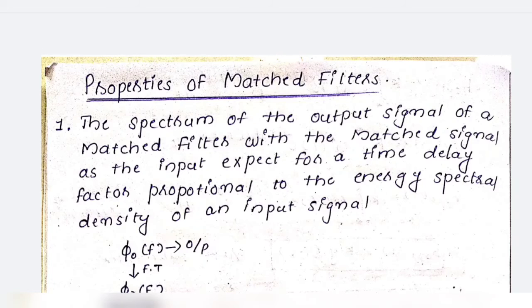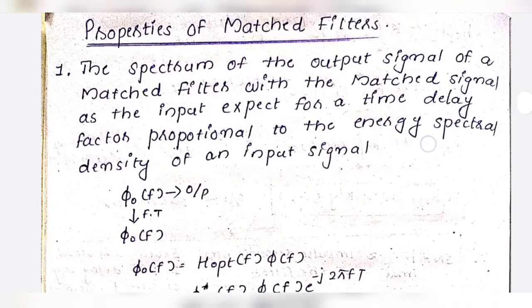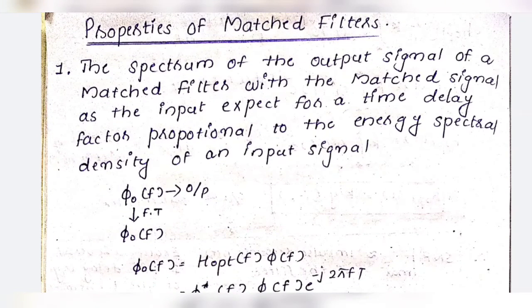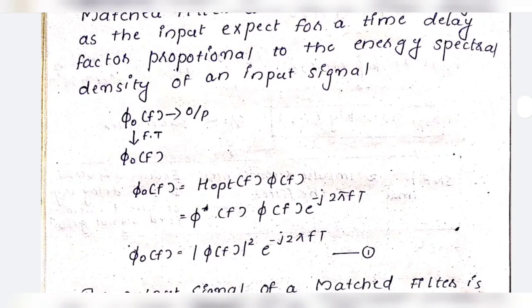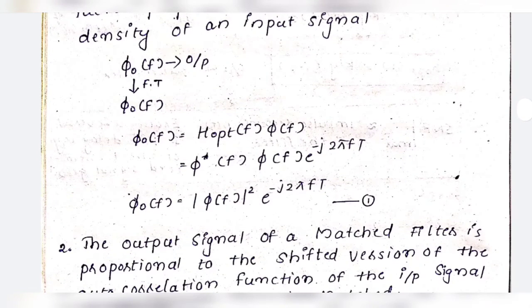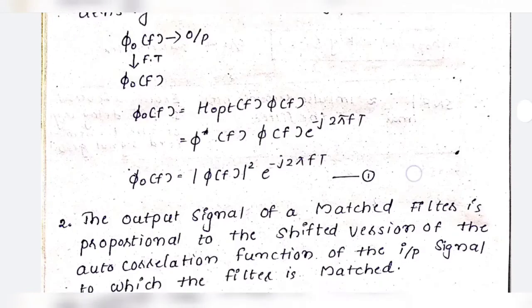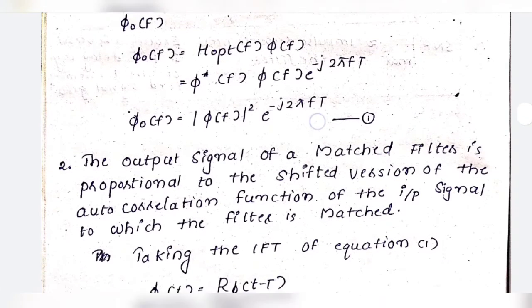Now let's look at some properties of matched filter. The first property says that the spectrum of the output signal of a matched filter with the matched signal as the input, except for a time delay factor, is proportional to the energy spectral density of the input signal. So we get the equation phi naught f is equal to modulus of phi f square e raised to minus j 2 pi fT. This is taken as equation number 1.